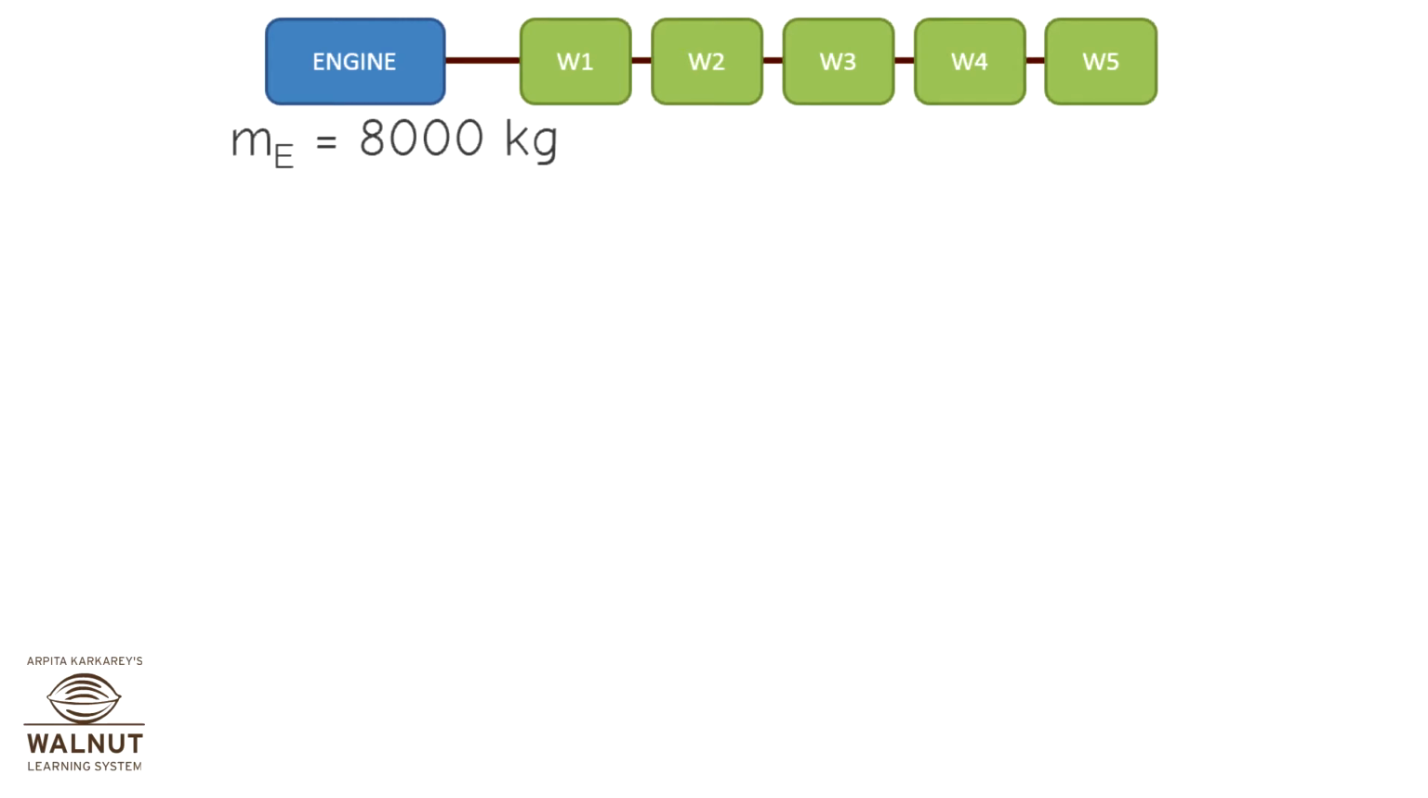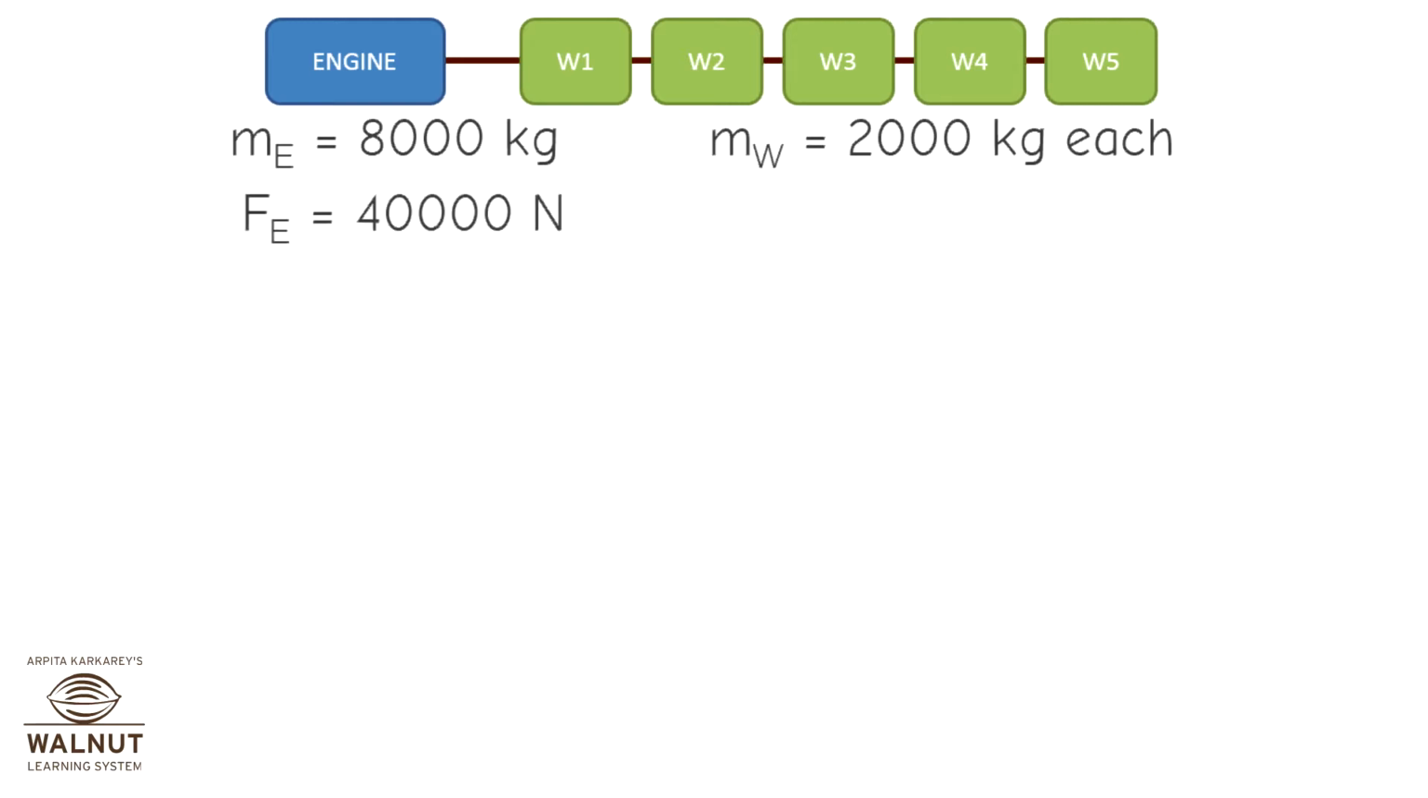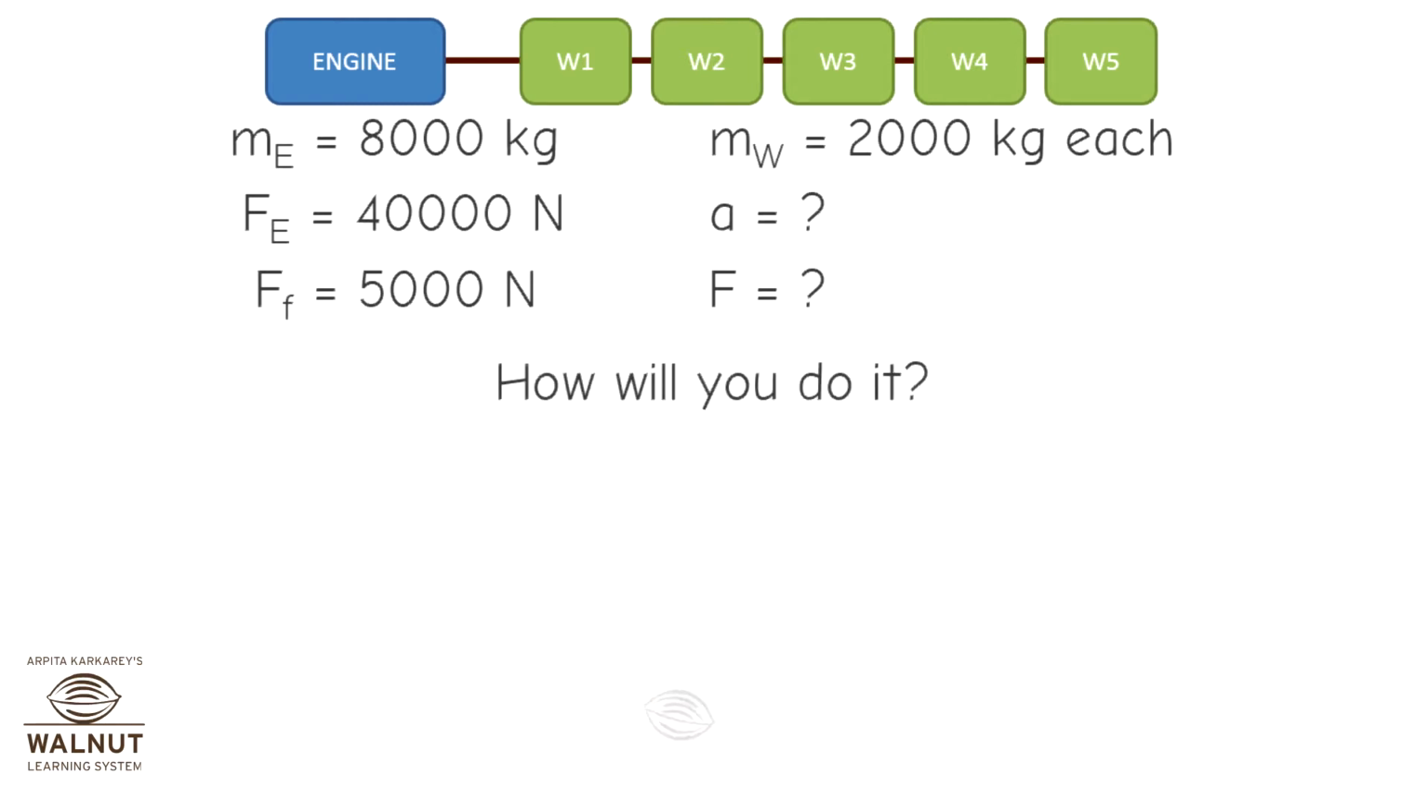ME is equal to 8000 kg, MW is equal to 2000 kg each. FE is equal to 40,000 newtons, FF is equal to 5000 newtons. What is the acceleration and what is the force? How will you do it?